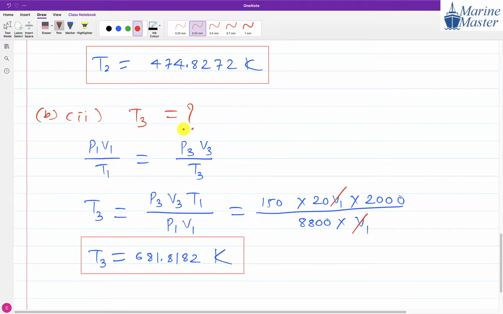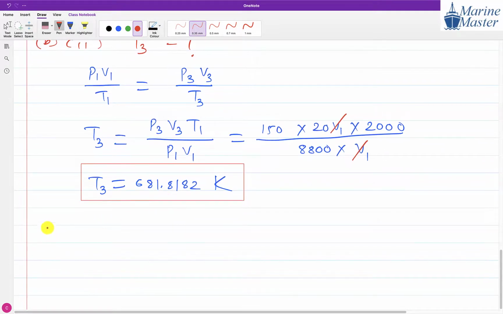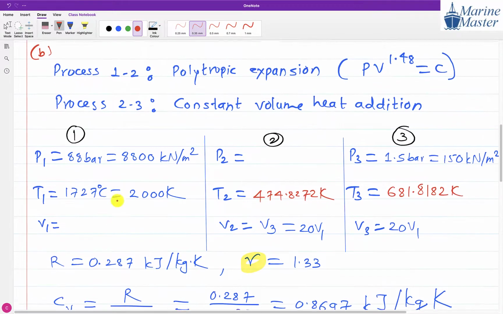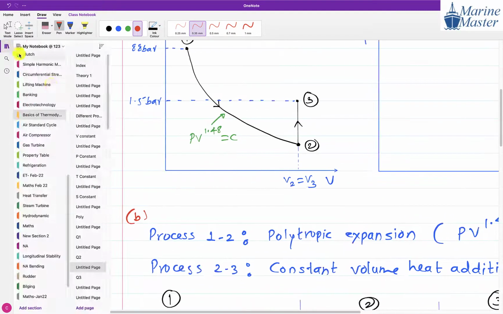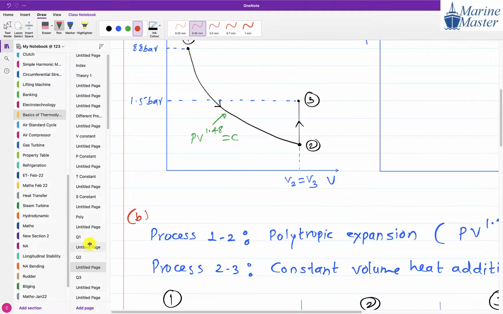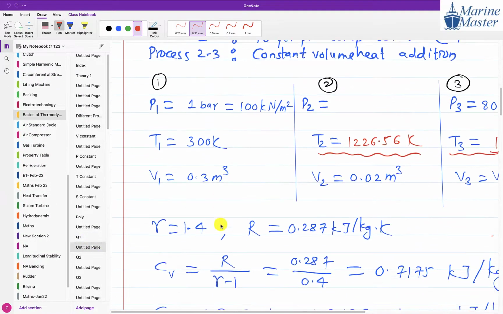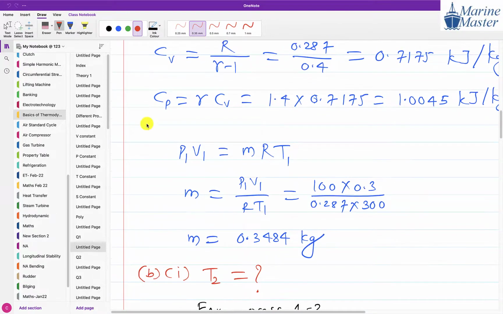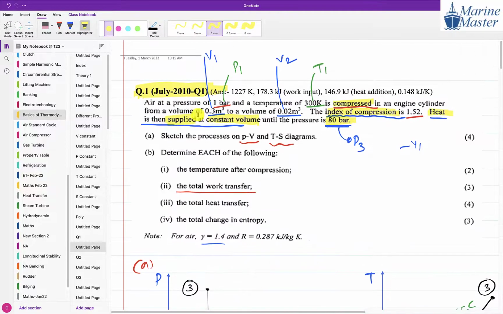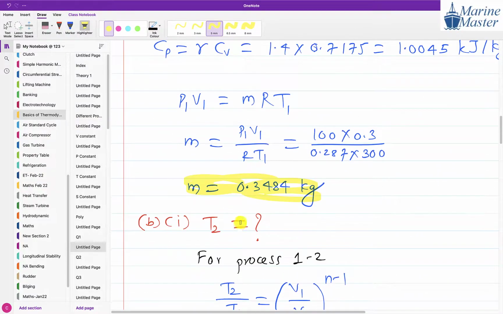Now, what are they asking us in this third part? The net heat transfer per kg. If you remember our discussion from the last numerical, question 1, after writing down all the given things, we calculated the mass. We calculated the mass m as 0.3484. That is what we did in question 1.